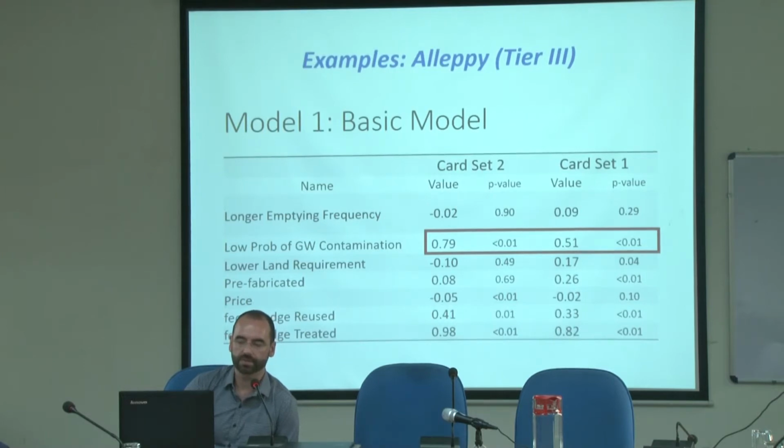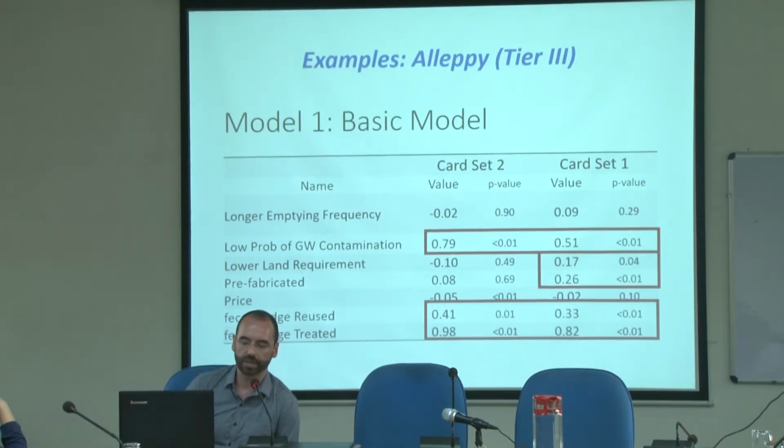And we found statistically significant results for a preference for low probability of groundwater contamination. We also found statistically significant results for treatment and reuse of fecal sludge. We did not find statistically significant results for a lower land requirement. This is the on-site sanitation system itself. Or for prefabrication, or even for longer emptying frequency. So it was interesting that people did have preferences for groundwater contamination, reuse, and treatment, and not for the other attributes that we included. Price does have a statistically significant result. So we use that price in order to calculate willingness to pay.